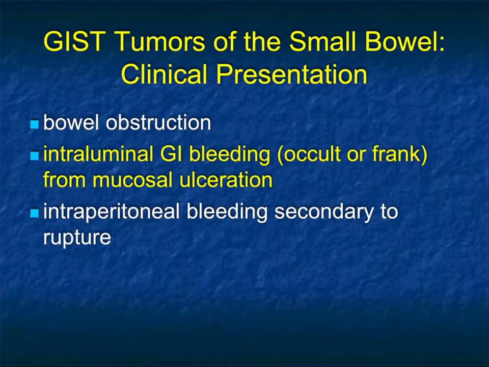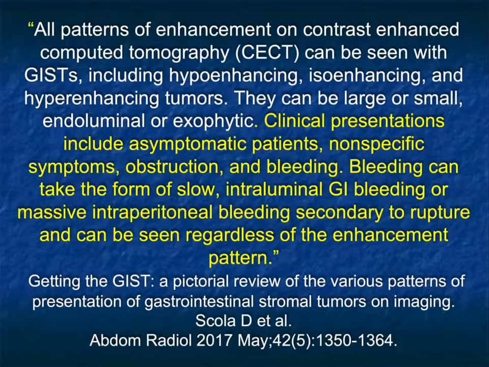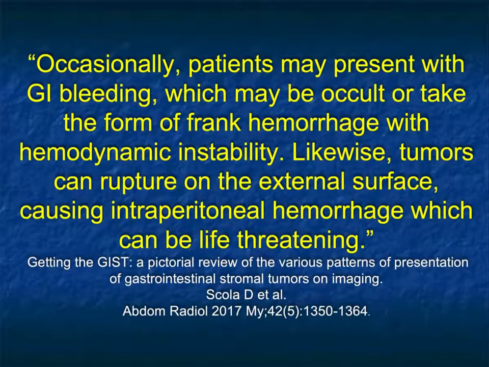So in terms of presentation, bowel obstruction, GI bleeding, and intraperitoneal bleeding secondary to rupture, though that is, in our experience, pretty uncommon. This article by Scola, talking about GIST tumors, talking about the variable appearance. Clinical presentations include asymptomatic patients, nonspecific symptoms, obstruction and bleeding, where bleeding can take the form of a slow intraluminal GI bleed or massive intraperitoneal bleed. So again, a wide range of bleeding.